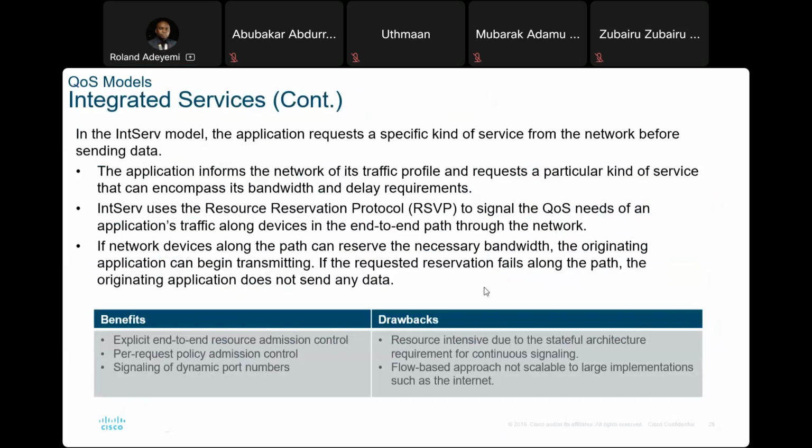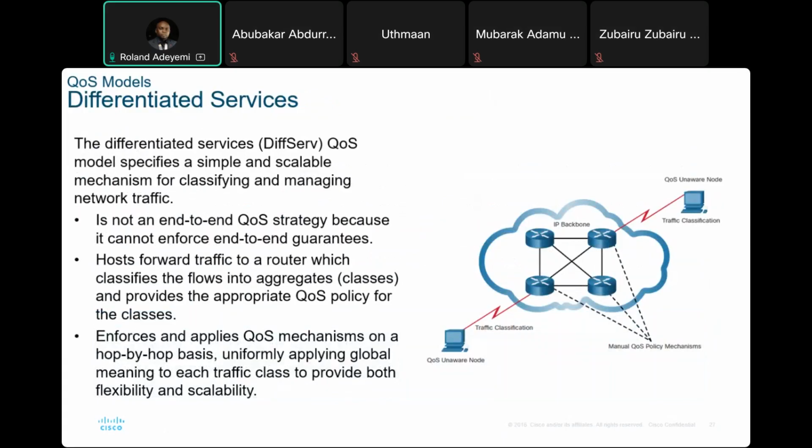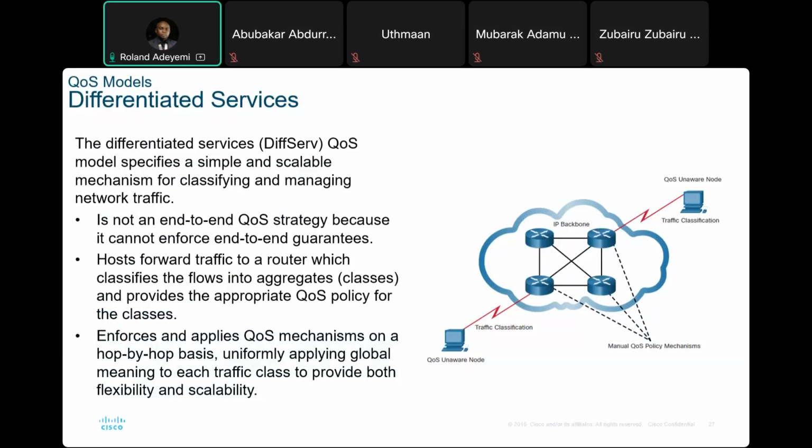So they used this one majorly for voice back in those days. But because of the disadvantages, because it chops a lot of resources, it is no longer recommended. So what do people really use now? It is differentiated services. Differentiated services is very flexible. You give out bandwidth, and if it's not in use by that application, then you use it. When the application is in need of it, it's given back to it. That's the way DiffServ works.